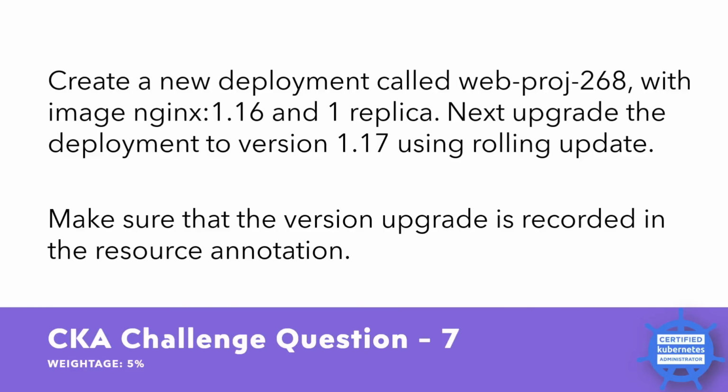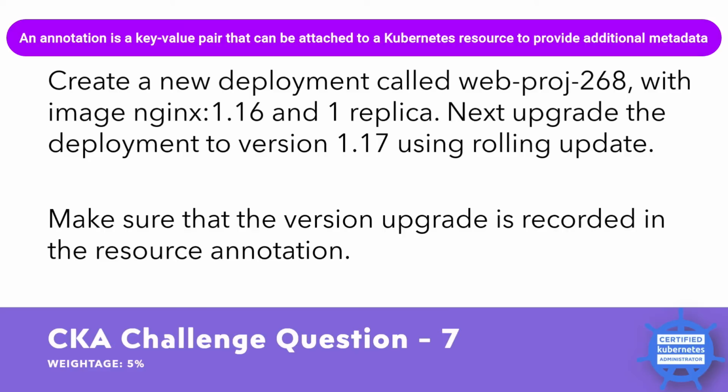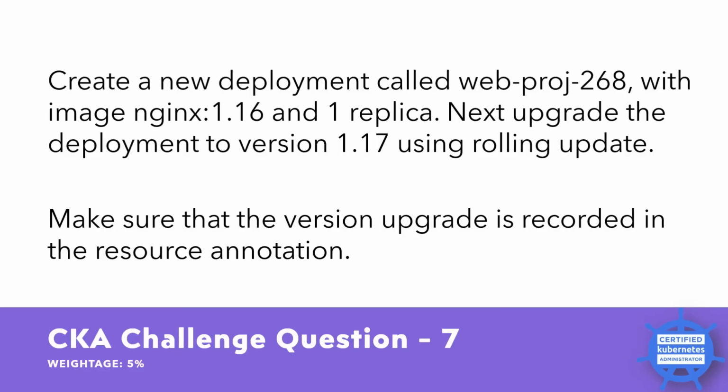Record the version upgrade in the resource annotations. An annotation is a key-value pair that can be attached to Kubernetes resources to provide additional metadata. In this case, you should add an annotation to the deployment resource to indicate that it has been upgraded to version 1.17. In summary, the question requires you to create a new deployment, upgrade it to the new version, and annotate it to record the upgrade.